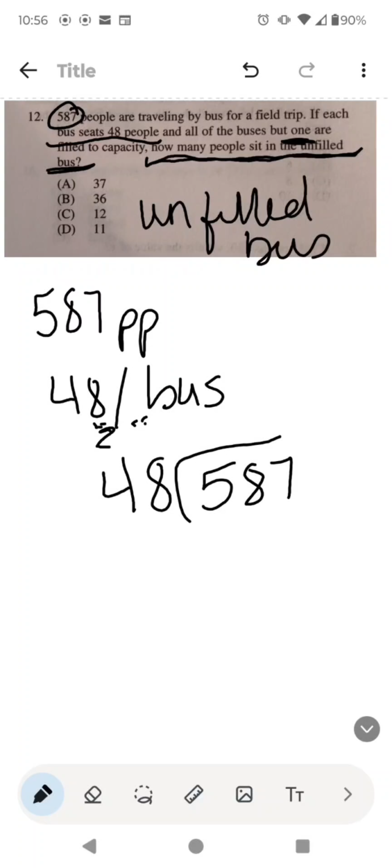Each bus holds 48 people. So let's go ahead and divide 587 by 48. It does not go into 5, but it does go into 58 one time. I'm doing this by hand. You may have a calculator. It's probably going to be easier, but here we go.